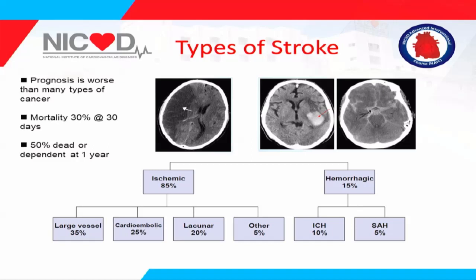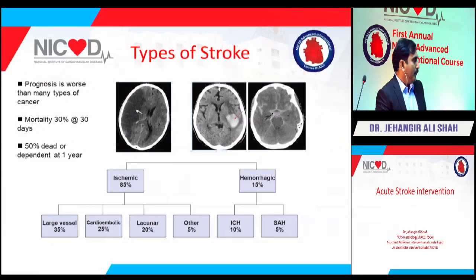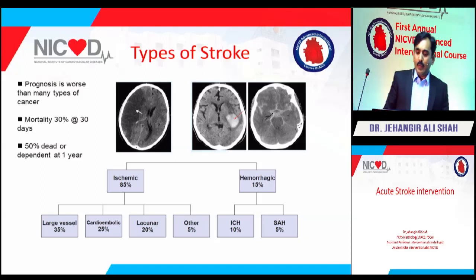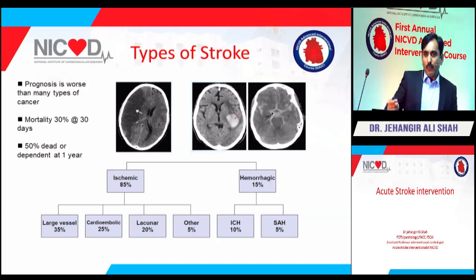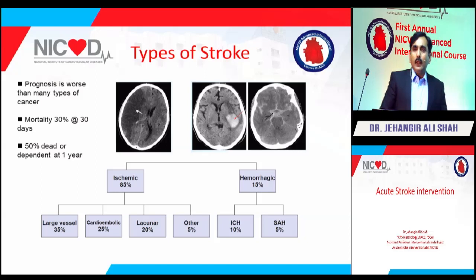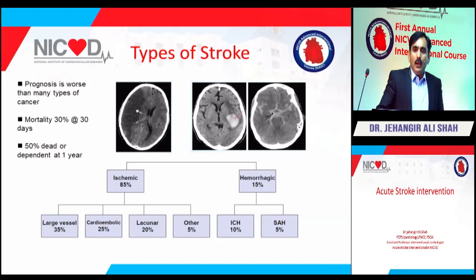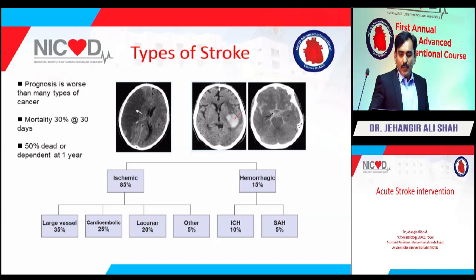Stroke is divided into two major parts: ischemic stroke and hemorrhagic stroke. Hemorrhagic stroke is about 15%, and ischemic stroke is further divided into large vessel occlusion, cardioembolic, lacunar, or other. Today our focus is large vessel occlusion. What is large vessel occlusion? Any occlusion in the internal carotid artery, the middle cerebral artery, or the posterior circulation, like the basilar artery or posterior cerebral artery, is called large vessel occlusion. Mechanical thrombectomy is indicated in patients having a large vessel occlusion.